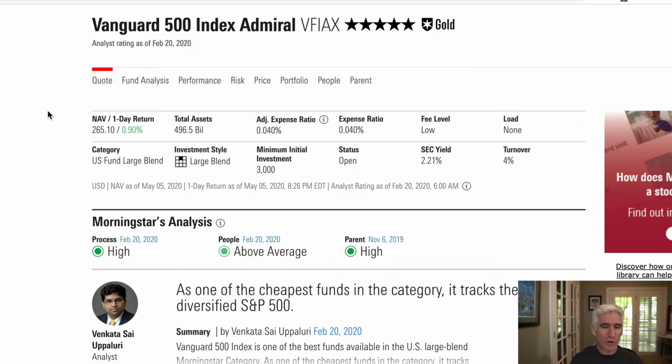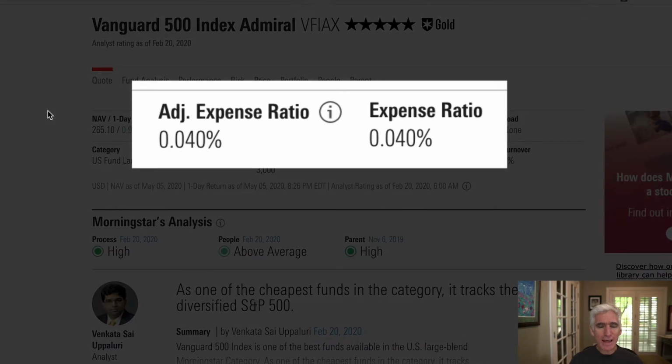But you're not going to want to evaluate that really based on total assets. You're really going to want to go right to the source, and that is the expense ratio itself. And that brings us to the next two items here on the screen. You'll see an adjusted expense ratio and an expense ratio. Now, as you can tell, in the case of this mutual fund, they're the same. They're 4 basis points, 0.04%.